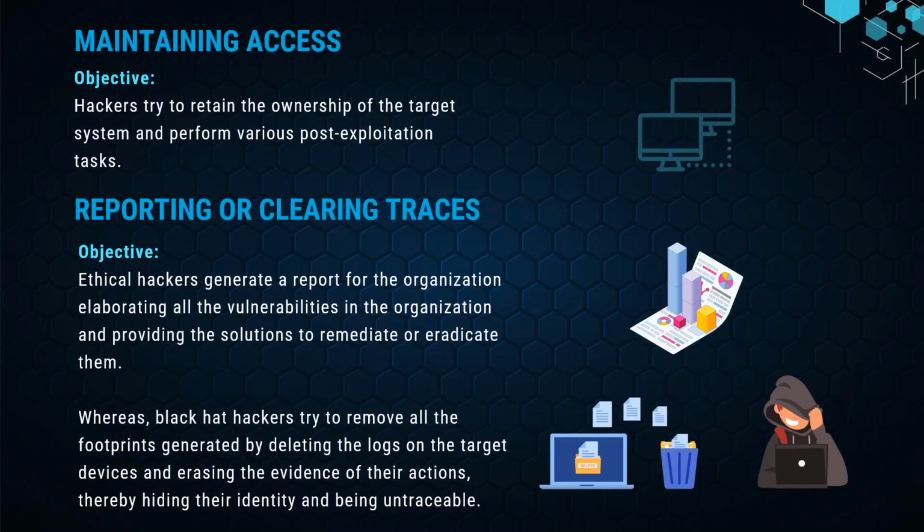And finally, the end result is reporting or clearing traces, where as an ethical hacker, we make the company understand how many vulnerabilities exist in the organization. So we generate a report for them, elaborate all the loopholes, and also provide solutions to remediate them. On the other hand, if you're a black hat hacker, you don't remediate anything, you don't report anything, you try to stay anonymous. That is done by removing all the footprints generated and deleting the logs on the target system. So you erase the evidence of all your actions and then you hide your identity. That is what the cyber criminal does.